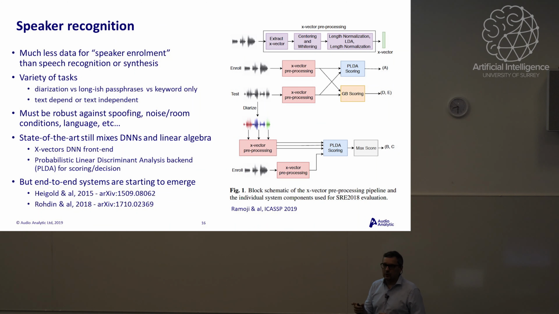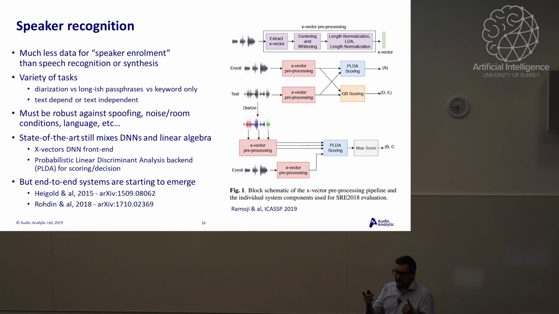However, it's text dependent. You know what people are going to say, so you can take advantage of the fact that you know the phonetic structure of the utterance. But there is quite a variety of tasks in speaker recognition. From diarization, where you have a long recording with various people talking and you're trying to segment the speaking turns of various people, so for that you have lots of data to make your decision of who is speaking. To long-ish passphrases, where some applications let people define their own passphrases. So you could say, hello, my name is Sasha, which is quite a lot of phonetic content, down to keyword only, where you have a very, very small amount of audio to make your decision. And as I said, that can be text dependent.